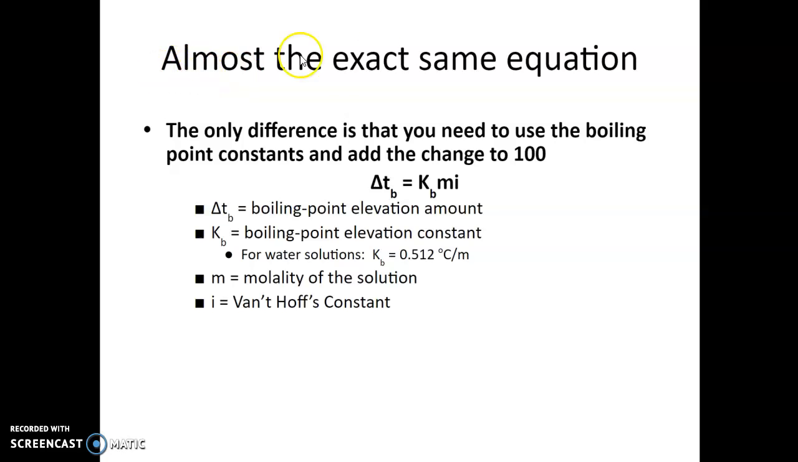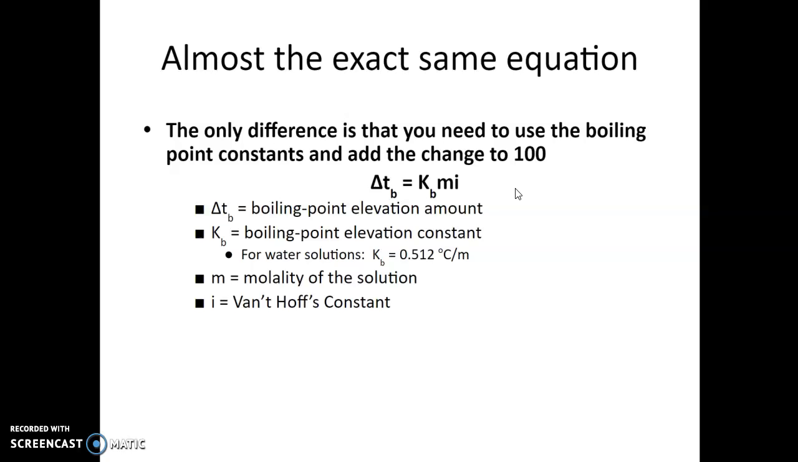So, we have almost the exact same equation. When I say almost, I mean literally we changed out F's for B's. Which, let's hope we can do that with all the grades. Going from F's to B's, pretty good.